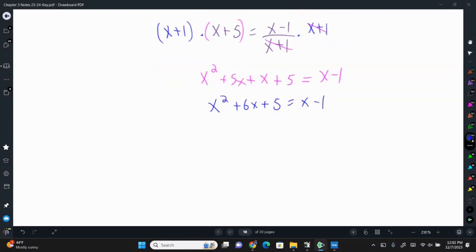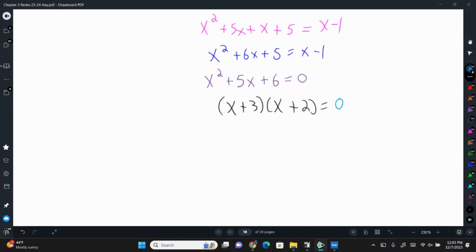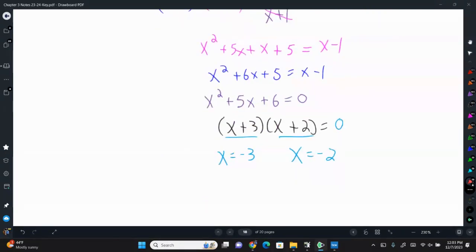Now, when we bring over the x and -1 by doing the opposite, we get x squared plus 5x plus 6 equals 0. And then we can factor that to x plus 3 and x plus 2 equals 0. So then our potential solutions are going to be x equals -3 and x equals -2. However, up here, x has to be greater than +1. Both of these do not fit that, so that means both don't work, so there's no solutions.